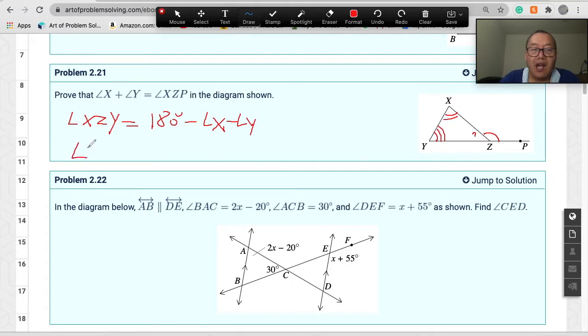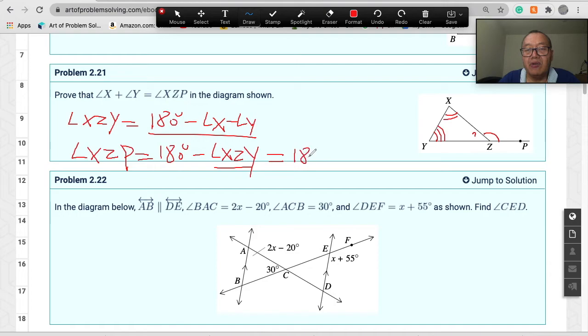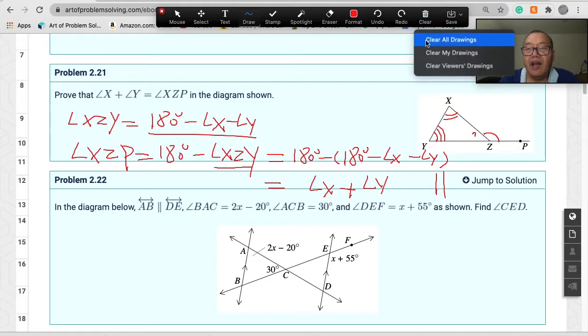Then we can calculate angle XZP. This one equals 180 degrees minus this angle XZY. Then you plug this in to replace it here. You get 180 degrees minus, in parentheses, 180 degrees minus angle x minus angle y. Then you open the parentheses and get angle x plus angle y. So we proved it, we are done. Okay, very easy.